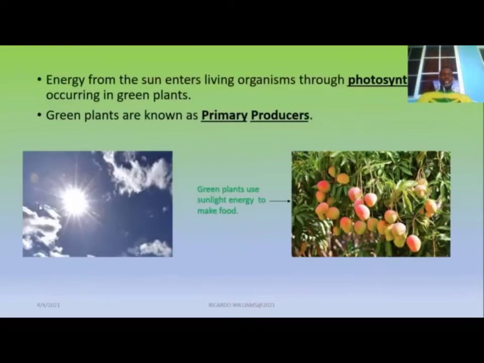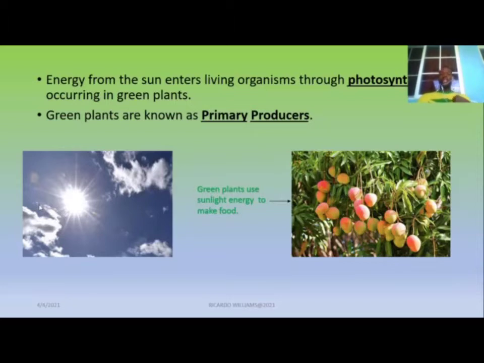Alright? Now, energy from the sun enters living organisms through a process called photosynthesis occurring in green plants. All the green plants that you can see in your environment carry out a process called photosynthesis, and they depend on the sunlight. They use that sunlight energy. Sunlight is a form of energy, and a very abundant form of energy.